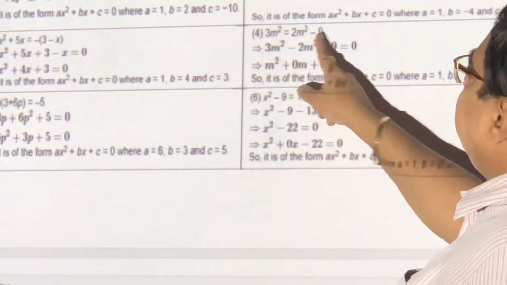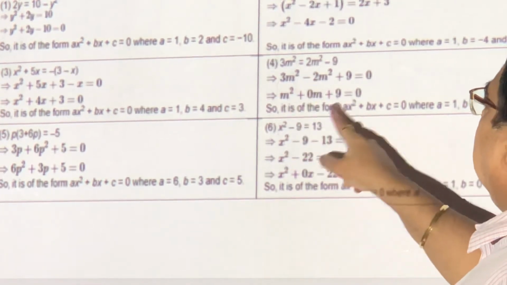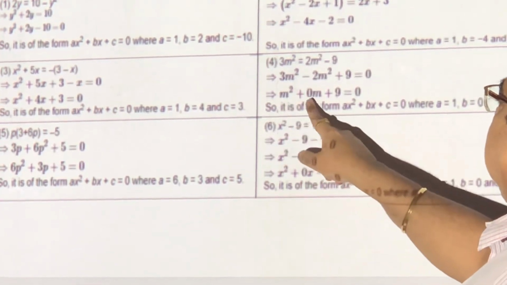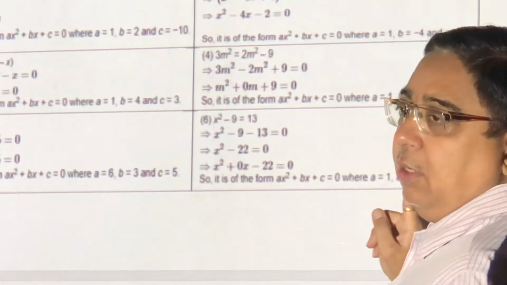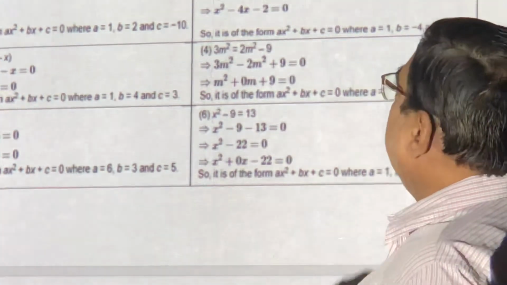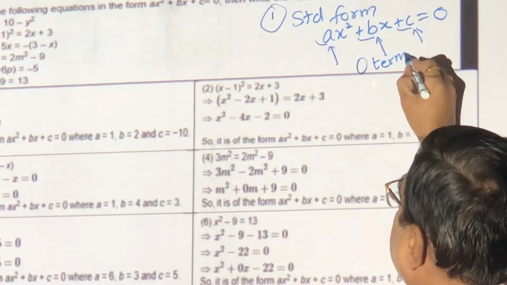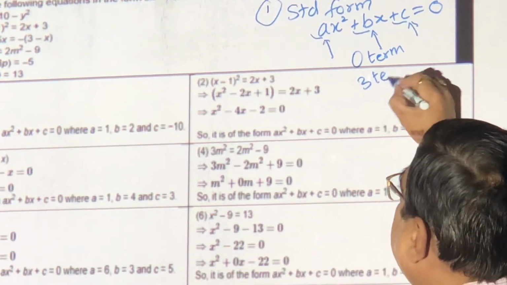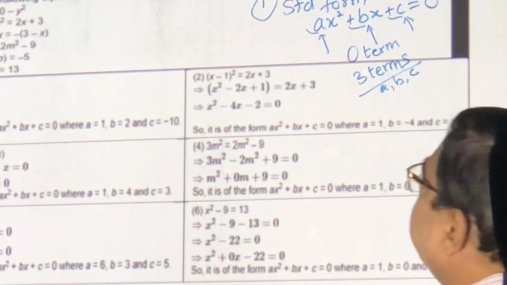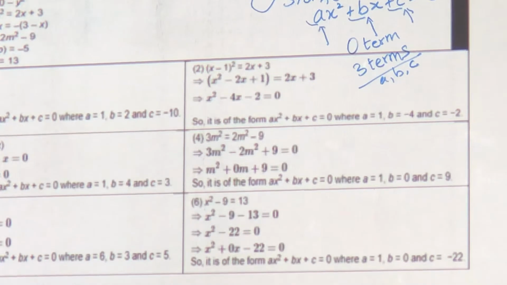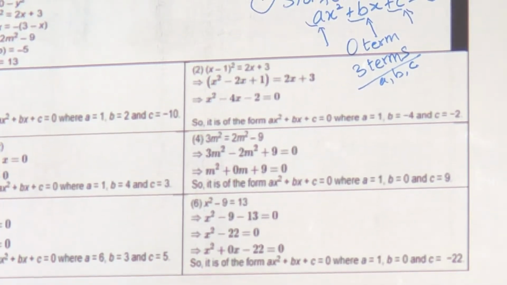3m square is 2m square minus 9. Bring all on one side. Solve. I'll get 1, 0 and 9. Remember to write the 0 term, so that there are 3 terms. Otherwise, you can't find A, B, C. If a term is missing, write the 0 term. Of course, A can't be missing. B or C may be missing.